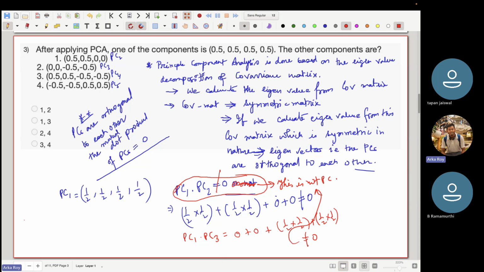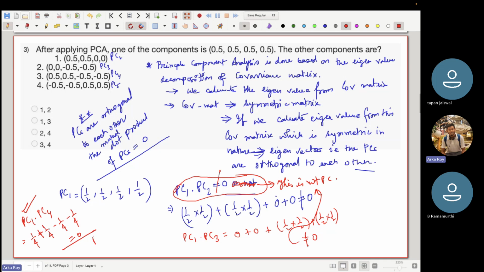Now let us see what happens with PC1 dot product with PC4. Over there, you'll see that half multiplied with half is 1 upon 4, then plus 1 upon 4, then minus 1 upon 4, minus 1 upon 4. So therefore, you can see that this is 0. So that means this option is correct.